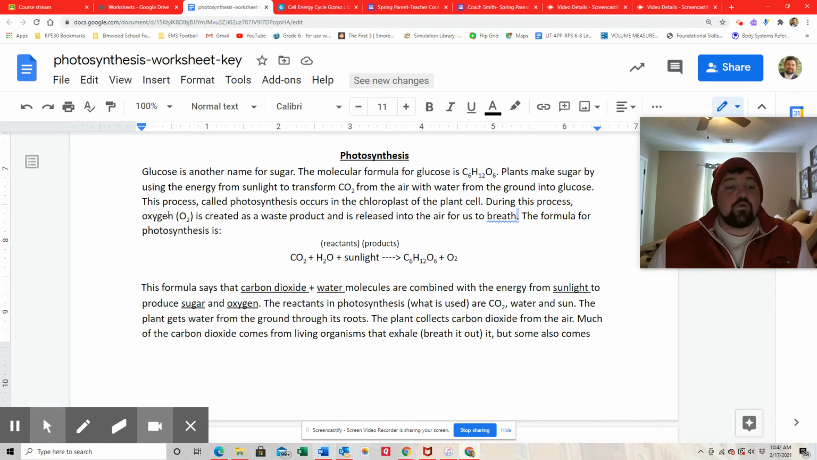The formula for photosynthesis is, and notice it says reactants and products. Reactants are on the left, that's what we start with. They react and produce products. So we have CO2 plus H2O plus sunlight yields C6H12O6, glucose, and oxygen.